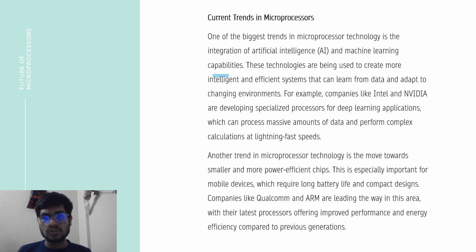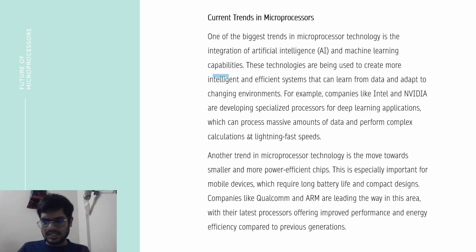Means, due to the combination of AI and ML with microprocessors, what is possible is that AI and ML is used to collect data, a large amount of data about what a particular user requires. So according to the requirement of the user, the microprocessor can develop its technology. In basic language, we can say that the user needs this requirement, and the microprocessor can adapt to it. The thing which the user needs, the microprocessor is ready to deliver dynamically. For example, companies like Intel and Nvidia are developing specialized processors for deep learning applications, which can process massive amounts of data and perform complex calculations at lightning fast speed.